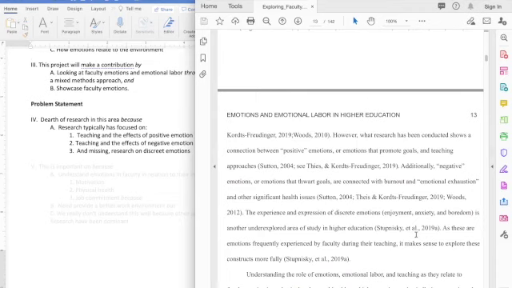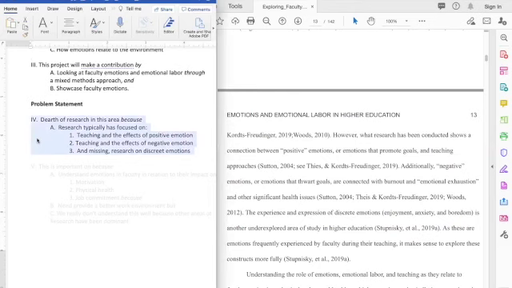The experience and expression of discrete emotions, enjoyment, anxiety, and boredom, is another underexplored area of study in higher education. As these emotions are frequently experienced by faculty during their teaching, it makes sense to explore these constructs more fully. All right, this is how this plays out on our reverse outline over here. There's a dearth of research in this area because research has typically focused on teaching and the effect of positive emotion, teaching and the effects of negative emotion, missing research, and what's missing is research on discrete emotions.